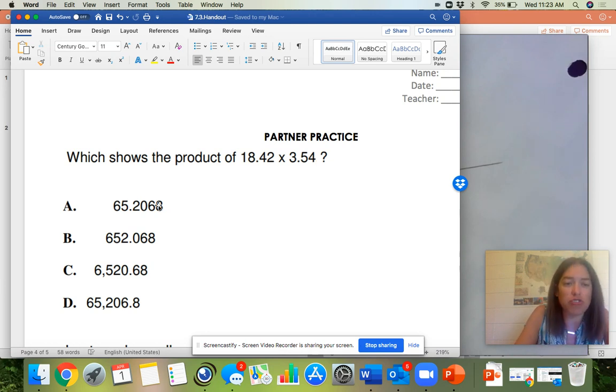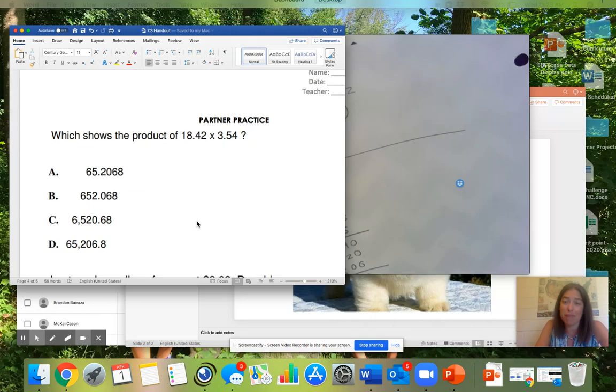As we look through our choices, I realized 652 is way too big. 6,520 is way too big. And 65,206 is way, way, way too big. I didn't even need to solve this. I know that since I see 1, 2, 3, 4 digits after my decimal point, I need 1, 2, 3, 4 digits after my decimal point. So if you had A, you are correct, and you didn't even have to do any math.